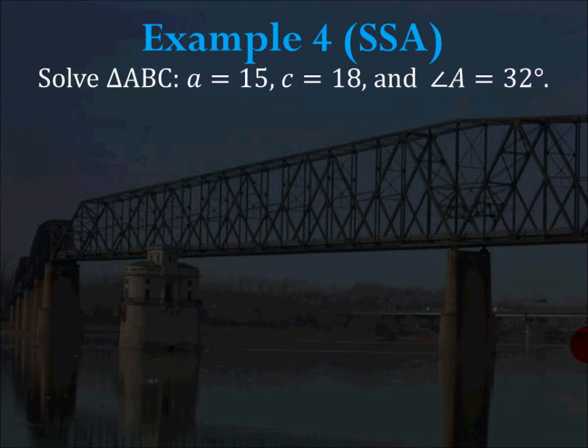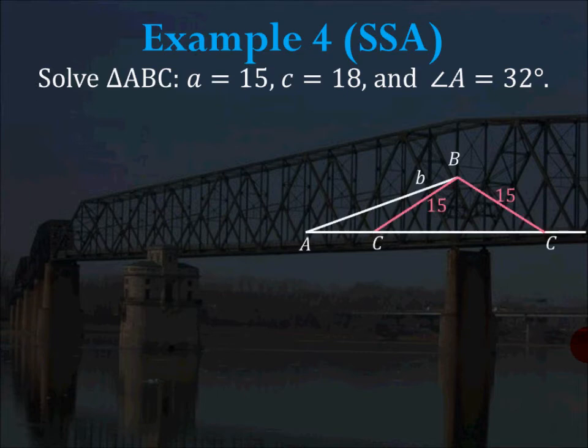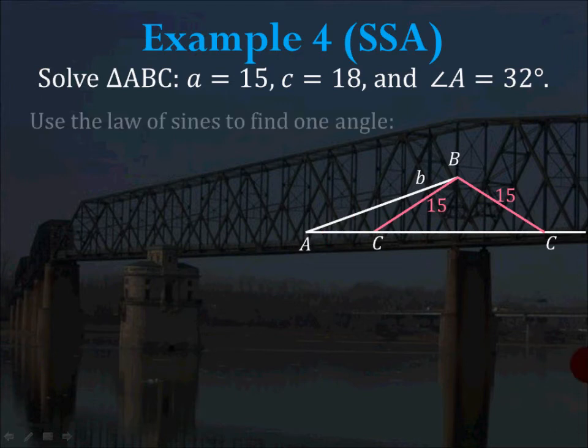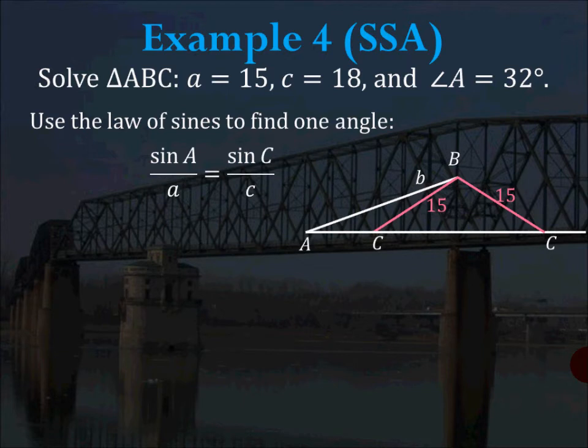Example 4. Now we're given side A is 15, side C is 18, and angle A is 32 degrees. Solve the triangle. All right, so there is our triangle. It's not very obvious. This should be a 32 degrees. I was too lazy to put it in there. But there are going to be 2 possibilities, and let's see how it works. Use the law of sines to find one angle. So we use sine of A over A equals sine of C over C.